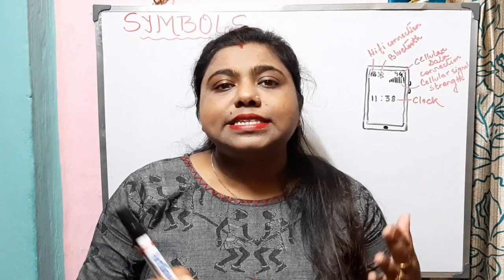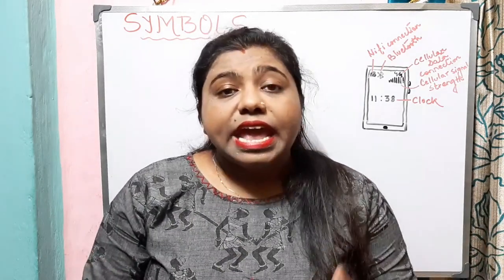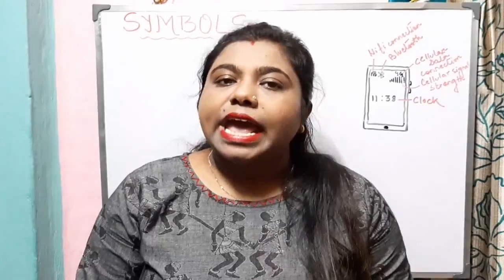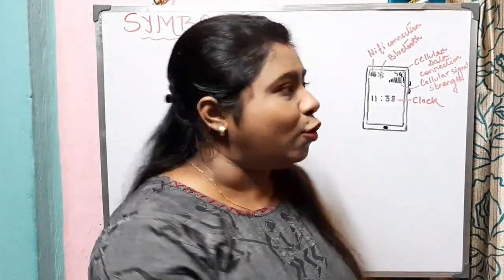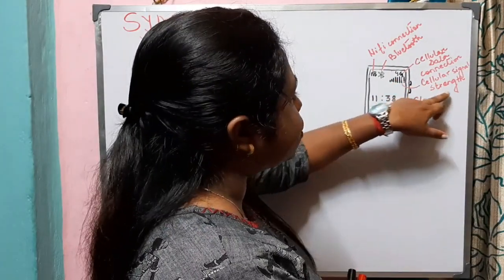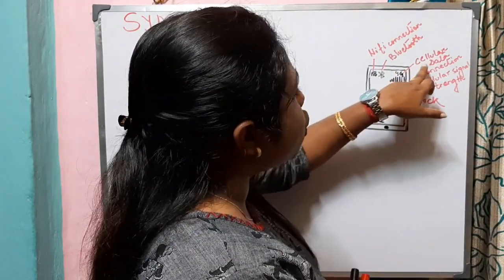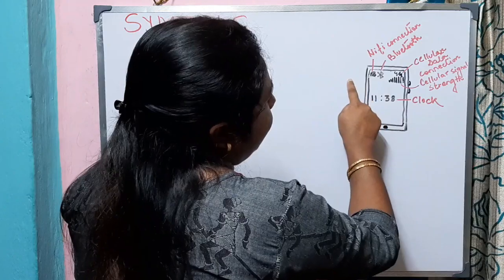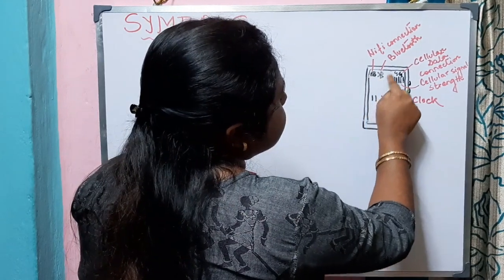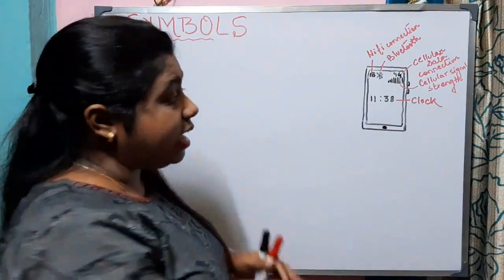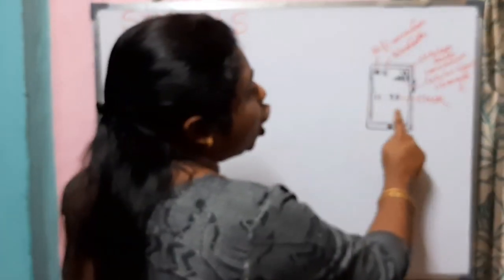Now, we can see symbols all around us. Even in our mobile phones, we can find symbols, isn't it? If you look at the screen of a mobile phone, you can find a symbol which shows cellular signal strength, the 4G, which shows cellular data connection. You will see this symbol which represents Wi-Fi connection. You can also see this symbol which stands for Bluetooth, and also a symbol which shows the clock.